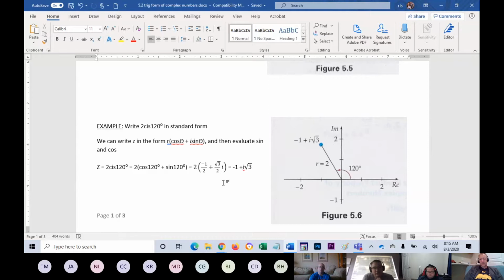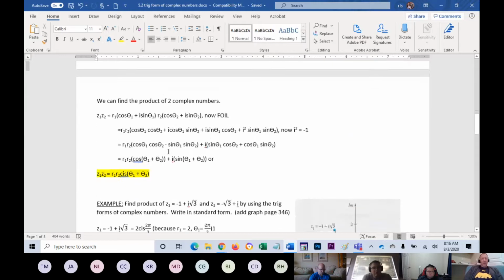So how do you know if, on that one you said that you knew it was in quadrant 2 because of the 2, right? Because of the CIS 120 degrees. Okay, that makes sense. That's what gave it away. Yeah. Okay.